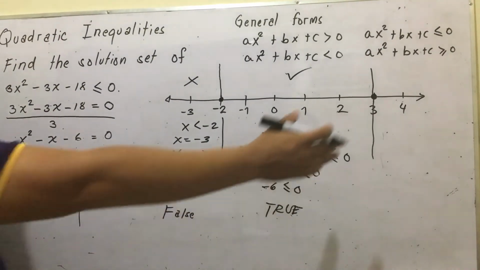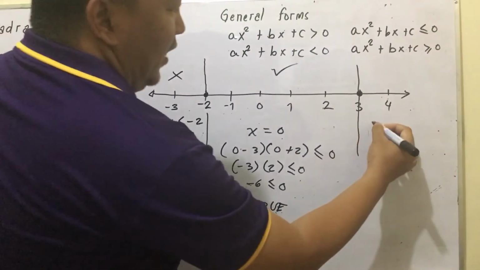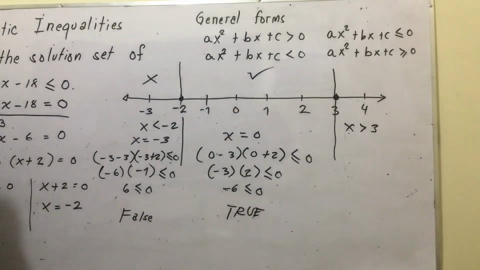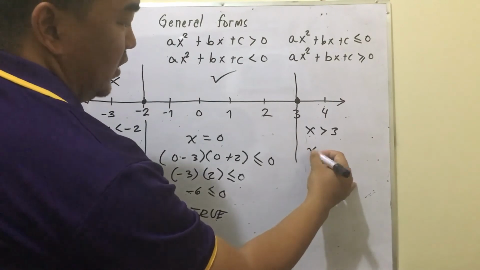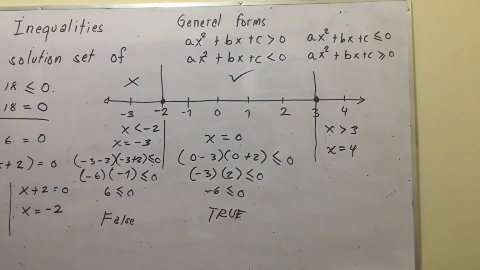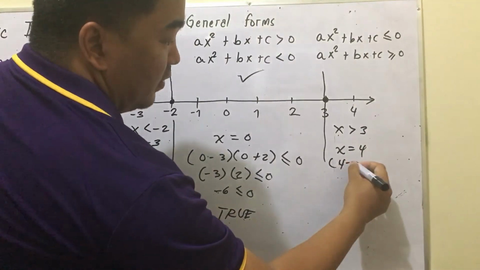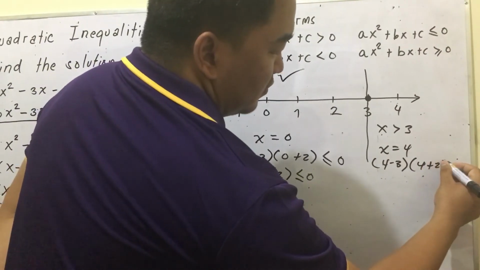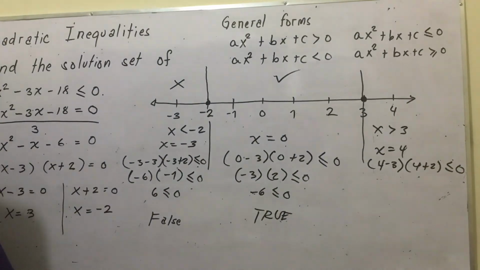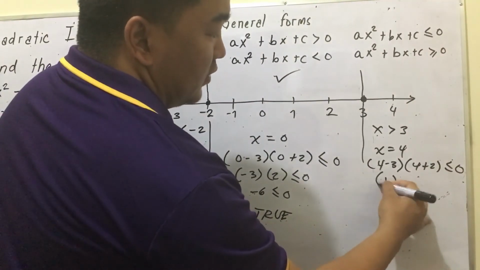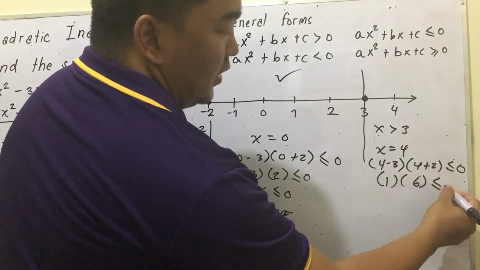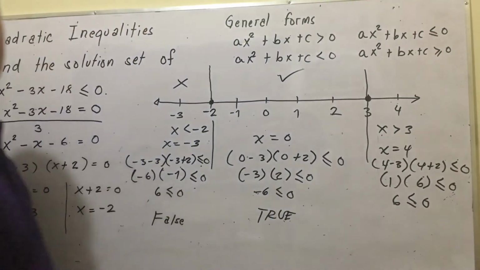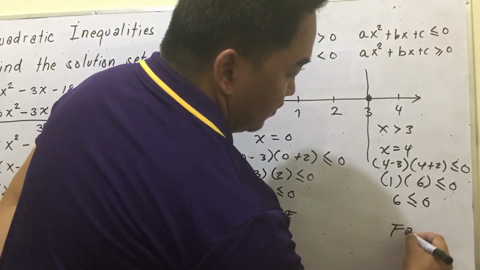Next, the third region on the right. If x is greater than 3, we have 4, 5, 6, and so on. Let's just choose 4. If x is equal to 4, let's test: 4 minus 3 times 4 plus 2. Is this less than or equal to 0? 4 minus 3 is 1, times 4 plus 2, which is 6. 1 times 6 is 6. Is 6 less than or equal to 0? No. False.